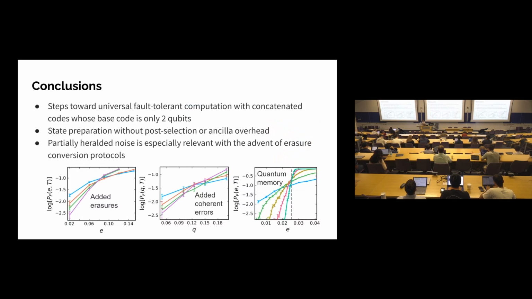So with that, I'm going to conclude. I told you about some steps that we took towards universal fault-tolerant computation using concatenated codes. These are nice and tiny, the base code is only 2 qubits, so we can get to pretty large depths even on a relatively modest system. Even with a small number of qubits, we can already have, say, 5 generations. I showed you how we did state preparation without extra ancillas or even post-selection. And again, I'd like to mention that although fully heralded errors are unrealistic, partially heralded noise is particularly relevant in today's experimental platforms. And with that, I'll conclude.